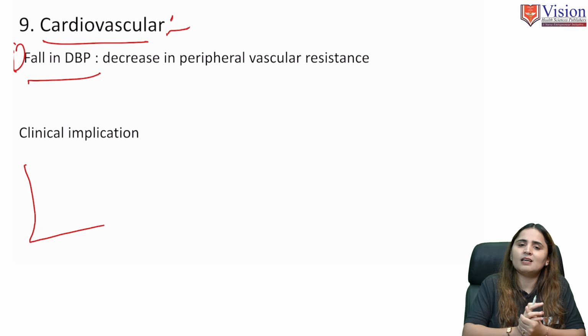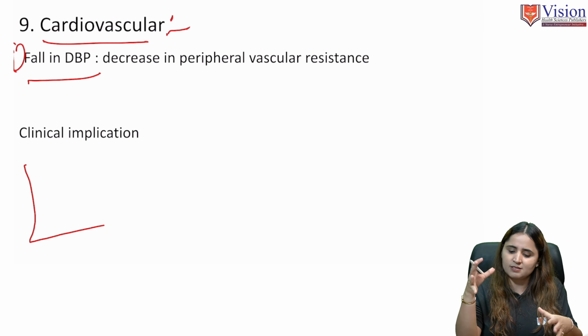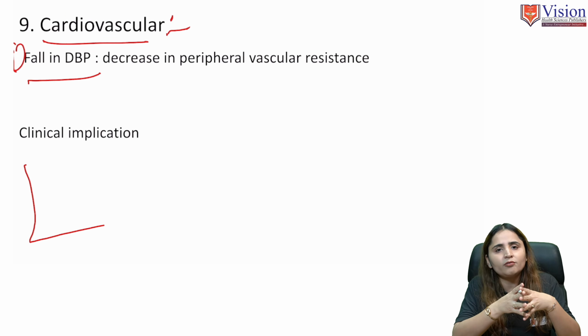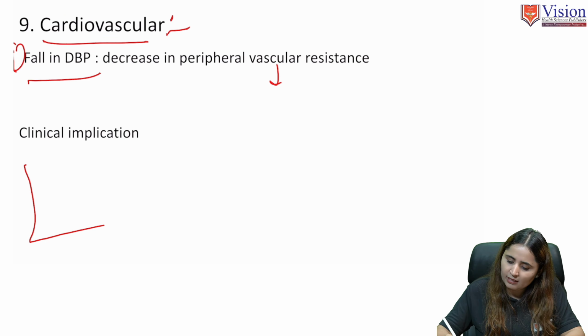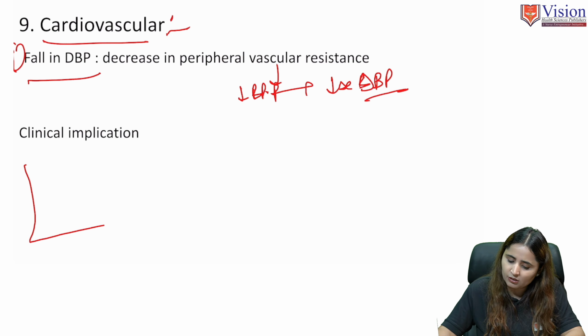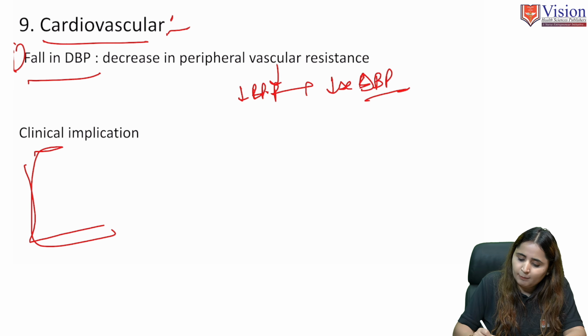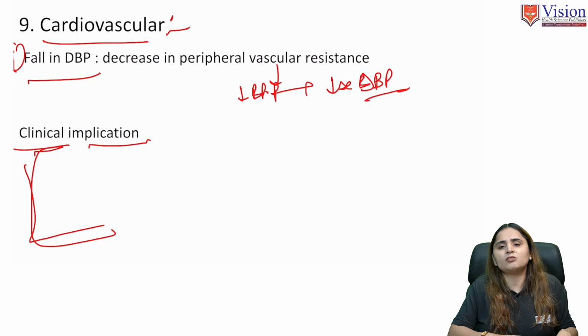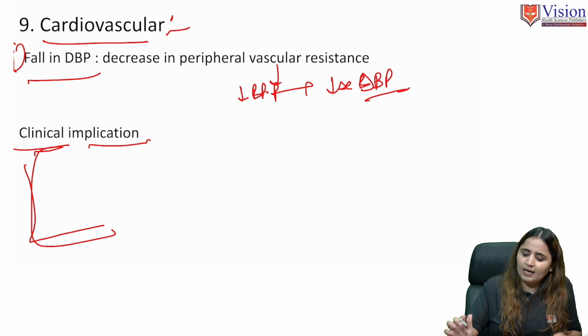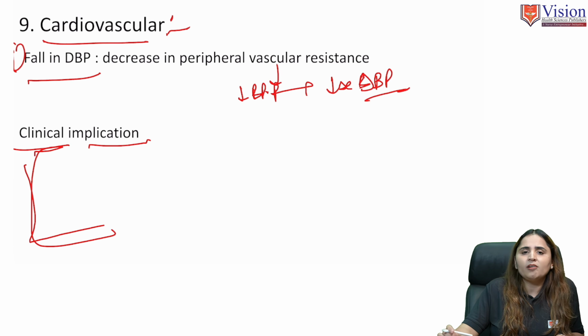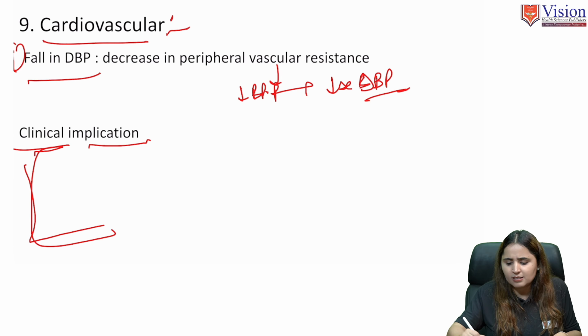So why is there a fall in the diastolic blood pressure? Due to the decrease in the peripheral vascular resistance, it will lead to a decrease in the blood pressure, and usually there is a decrease in the diastolic blood pressure. One clinical implication related to this fall in diastolic blood pressure is that in the second trimester, the female will complain of dizziness and syncope.